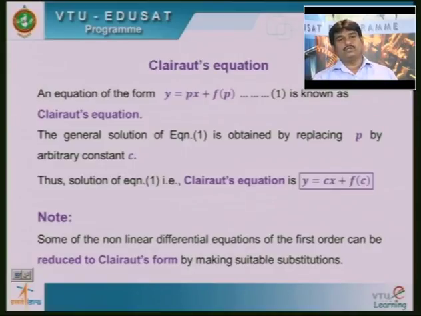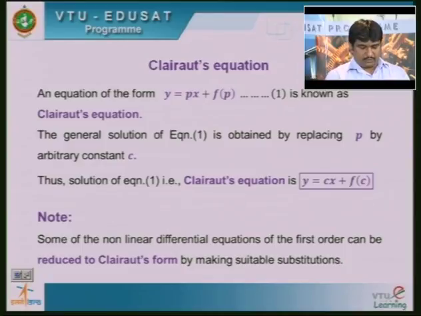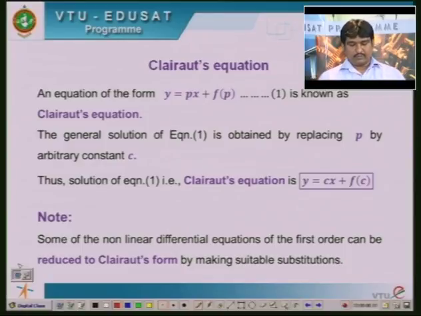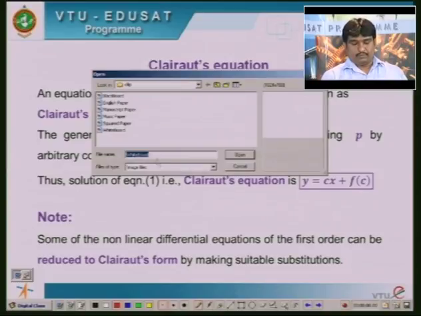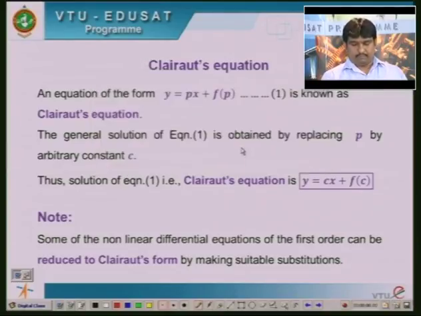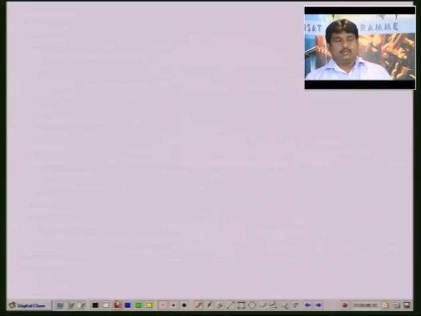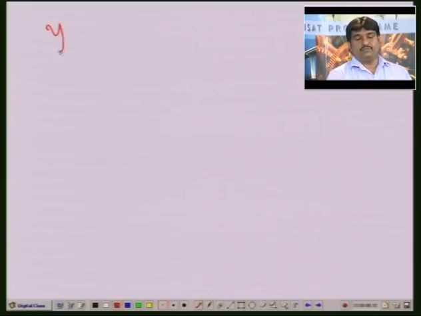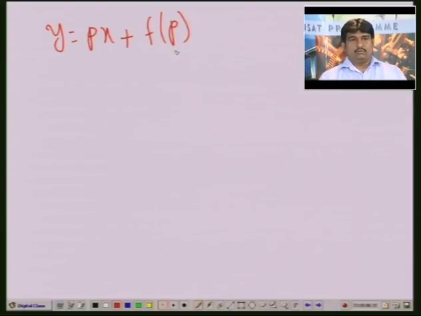I will prove it using the equation solvable for y, because it is in terms of y equals px plus f of p. I will show that. Now, Clairaut's general form is y equals px plus f of p. It is in terms of y, so solvable for y.